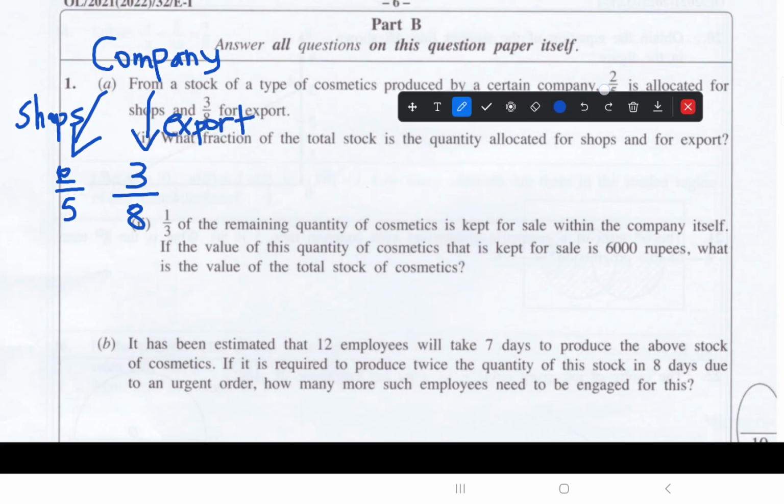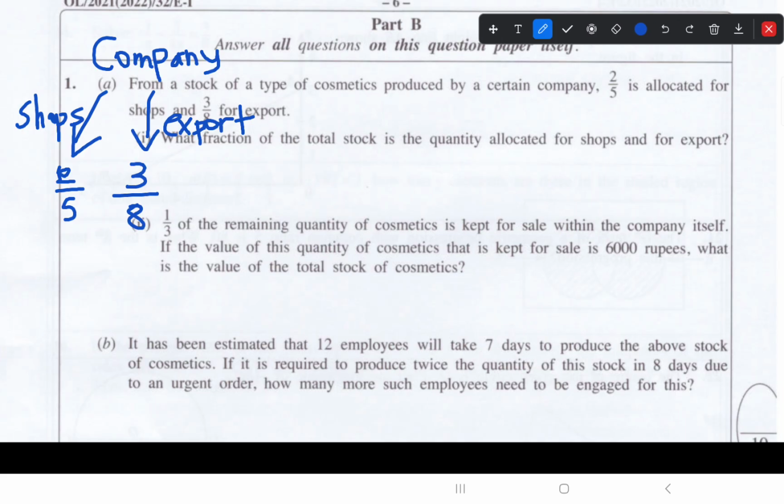After that, there is a remainder also. We will find that later. For the first question, what fraction of the total stock is the quantity allocated for shops and for export? For shops, that is 2 upon 5, plus for export, that is 3 upon 8. These should be added.